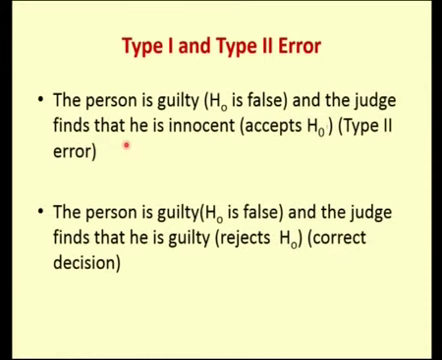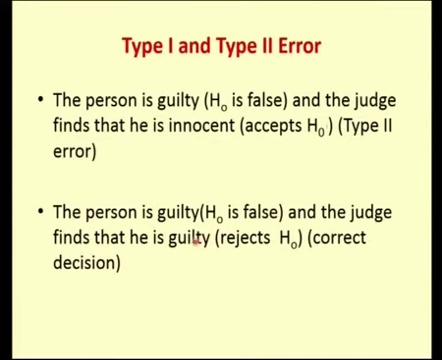The next possibility is the person is guilty, that is, H0 is false, and the judge finds that he is innocent. So, actually he is guilty, but the judge has found that he is innocent. So, H0 is actually false, but he accepts H0. This is also a major error and we call that error a type 2 error.